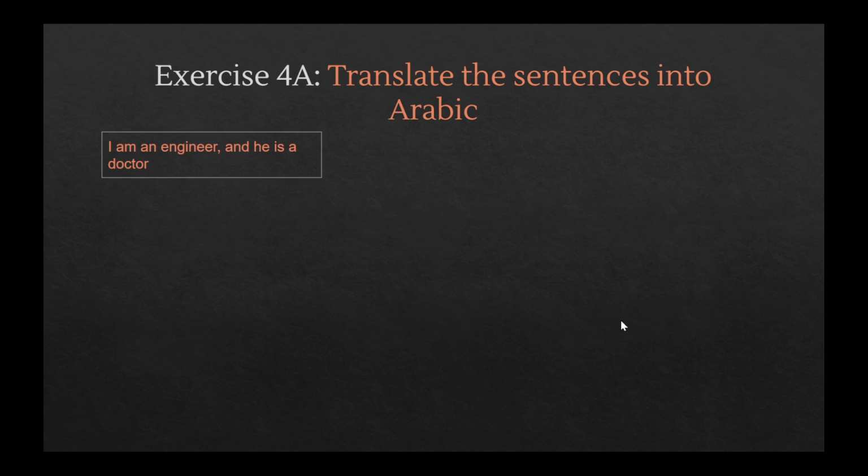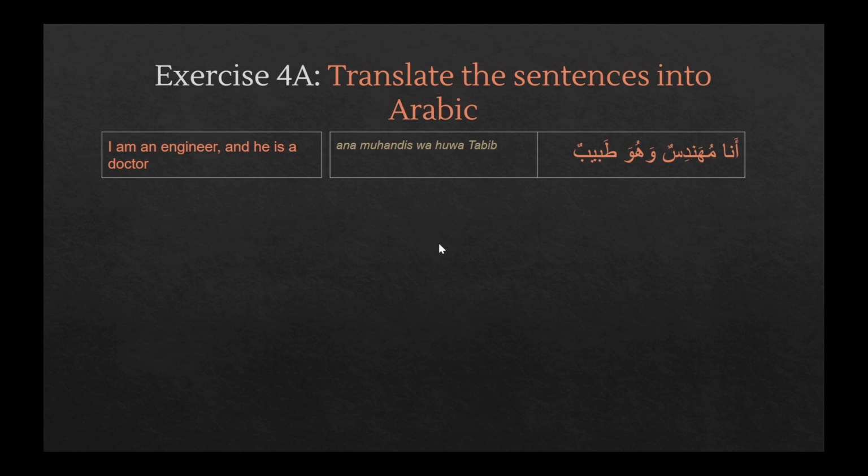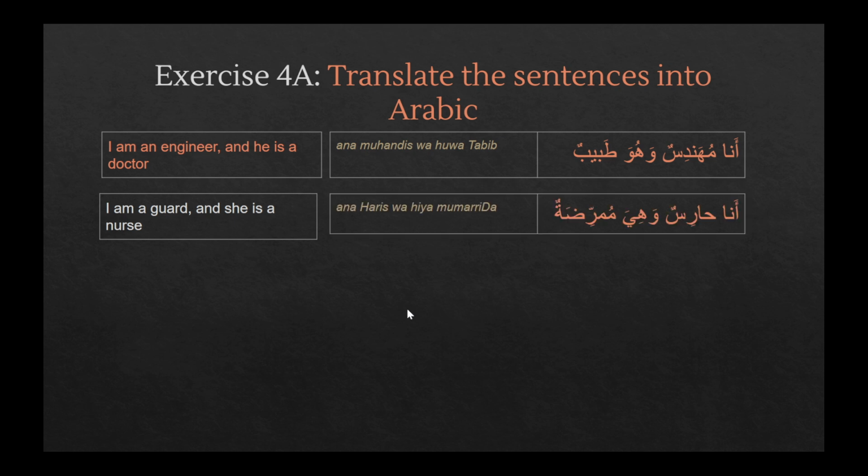Now you will build on the sentences using the vocabulary you've learned so far. So let's translate this into Arabic. And these sentences only use words that you've already learned, okay? There's nothing new here. I am an engineer and he is a doctor. How do you translate that? أنا مهندس وهو طبيب. Okay. Next. I am a guard and she is a nurse. أنا حارس وهي ممرضة.